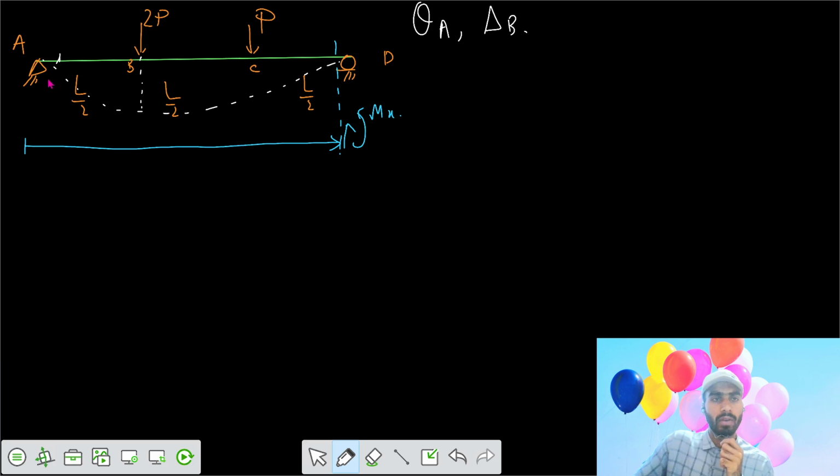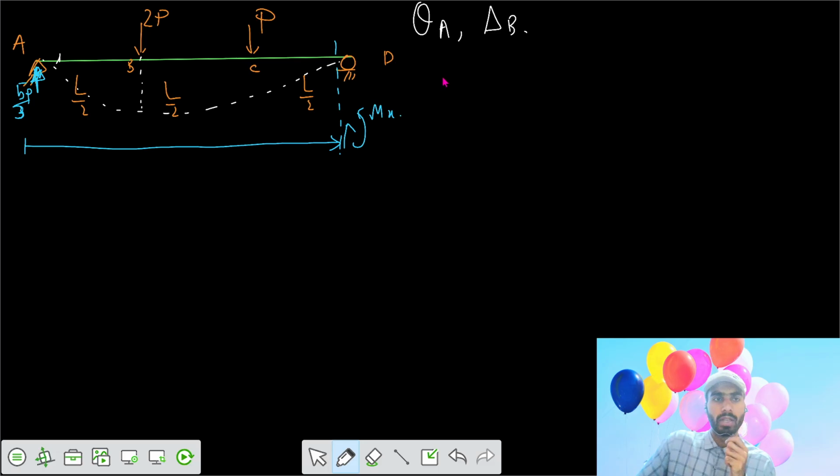Before that, we have to get the reaction at A. Now we can solve that reaction at A. That comes out to be equal to 5 by 3 of P.